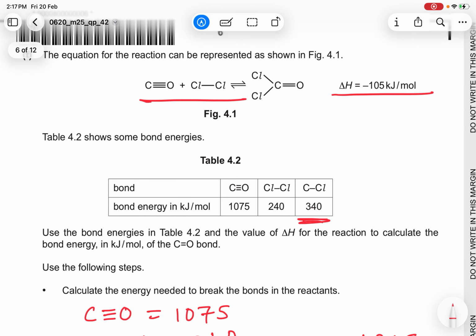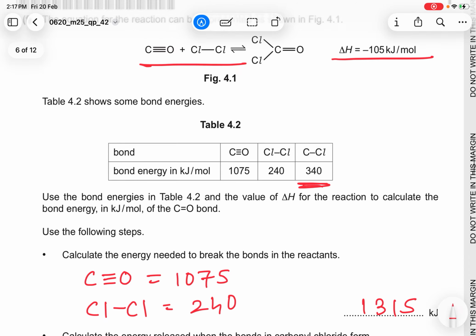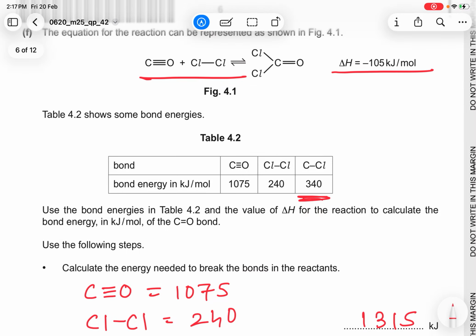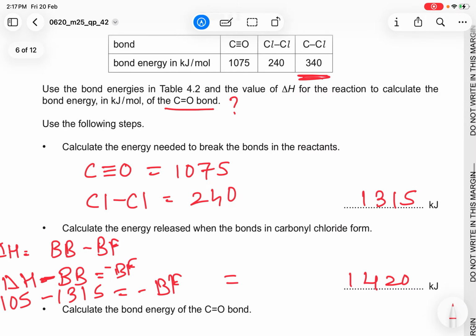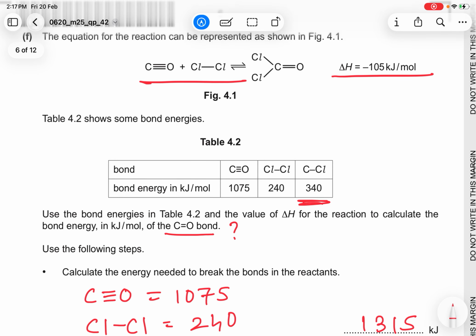Next, here they have given us an equation. Also they have provided us the delta H value. Now they have provided you with the bond energy values of all the bonds given here. So we have to find the bond energy value of C double bond O. So first of all we are going to find the energy required to break the bonds, because we have all the bond energy values given here.